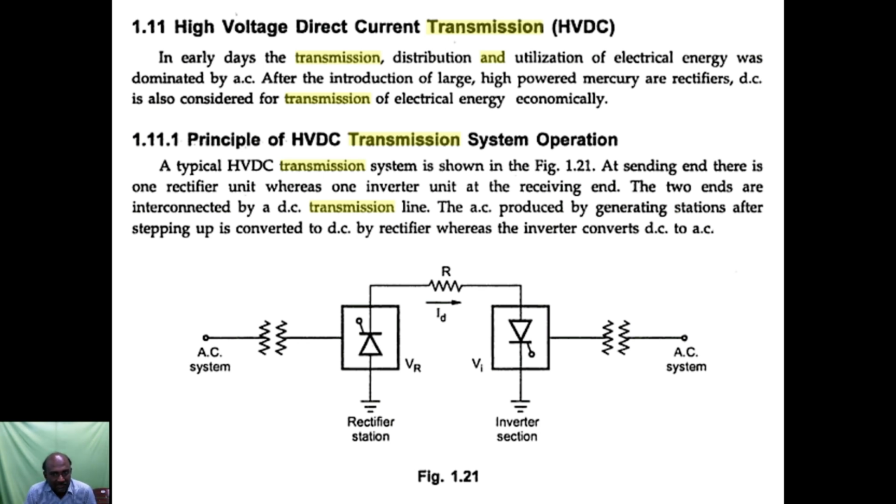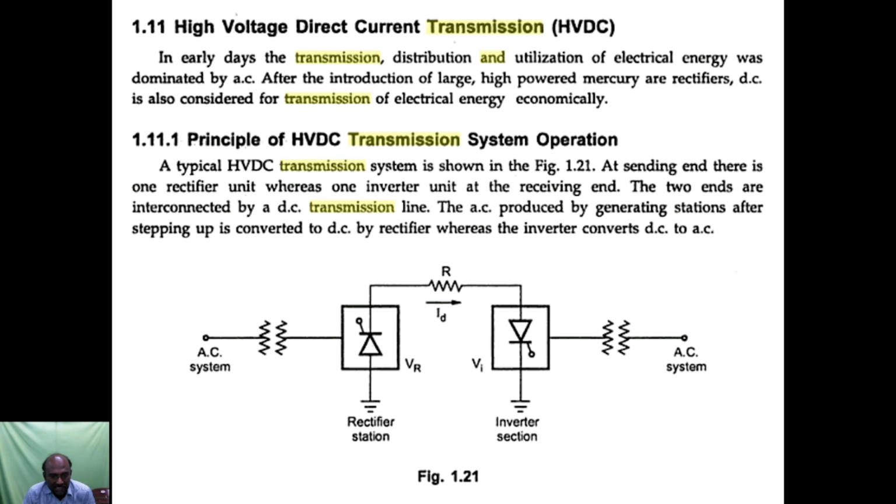Principle of HVDC transmission system. So using this picture, we can get some idea about the principle of HVDC transmission. So normally we have the AC generation. 90% of generation is from AC. So actually, even though it is HVDC, it is connected to the AC system. So using AC systems, we are stepping down the voltages using transformers. In the AC form, we are processing the HVDC system.